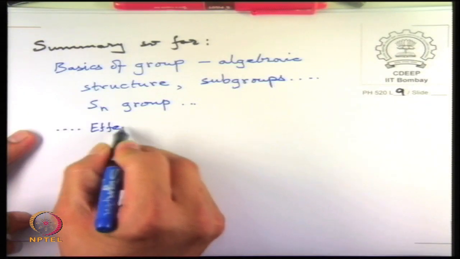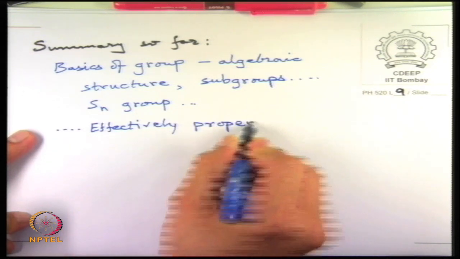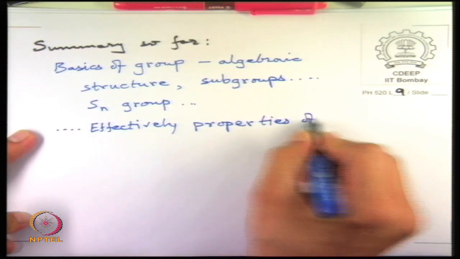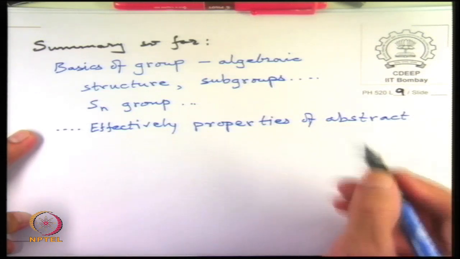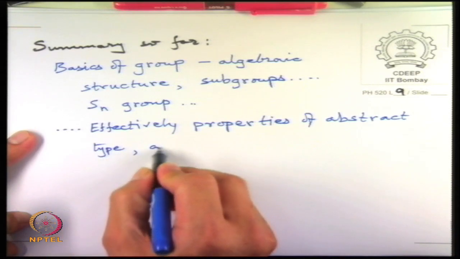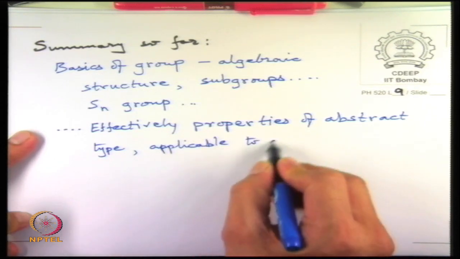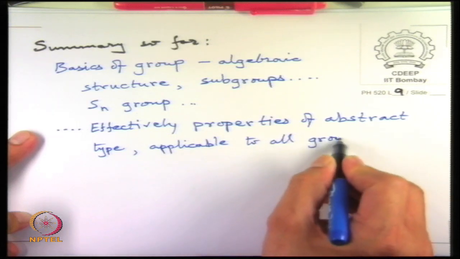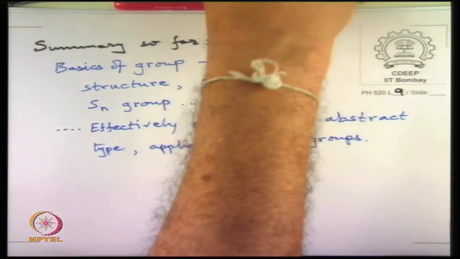So far we can say that effectively abstract properties of abstract type applicable to all groups. So now we begin next with the idea of representations.